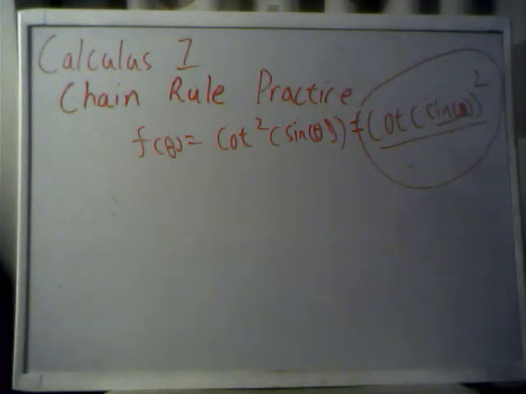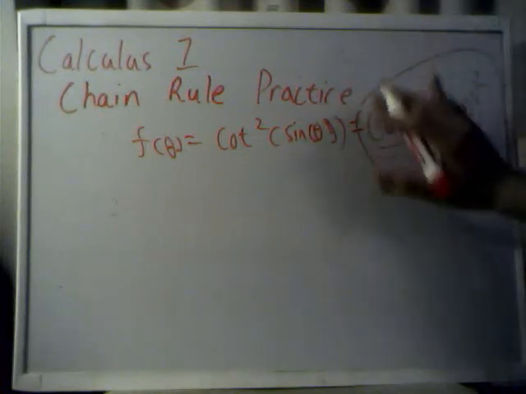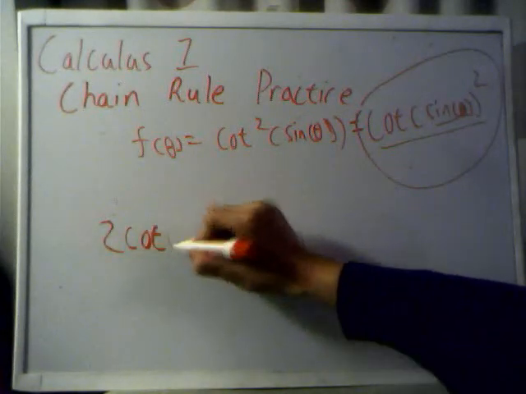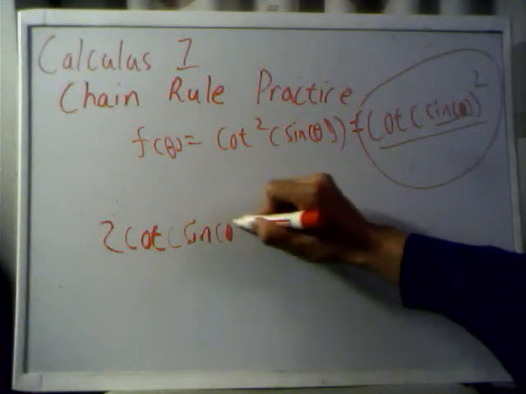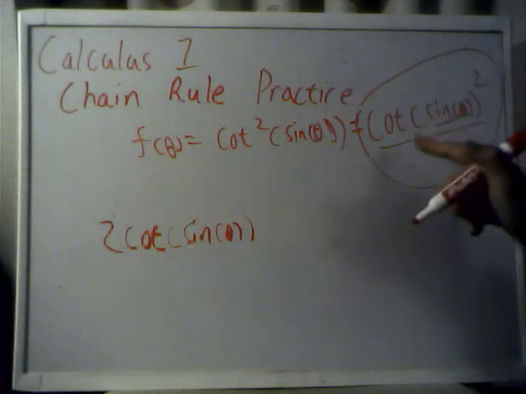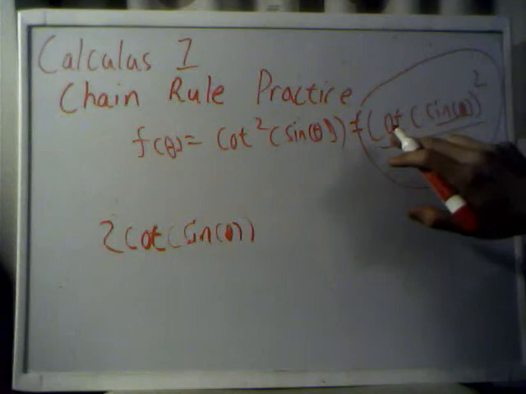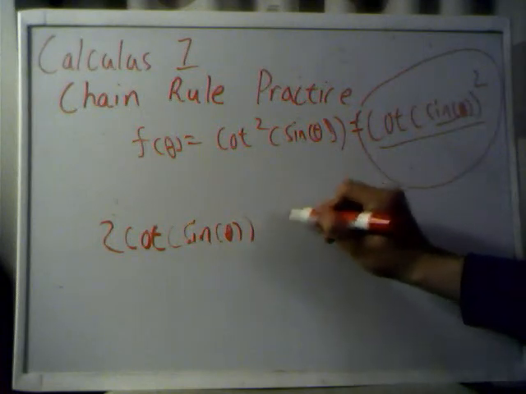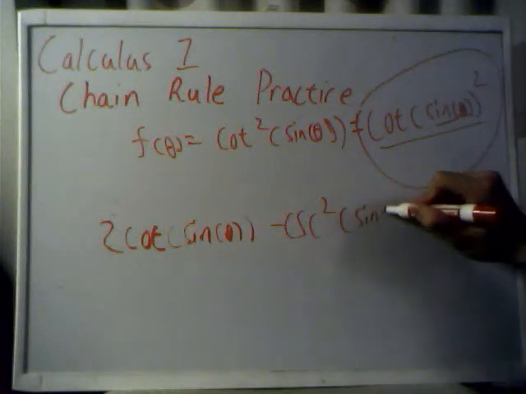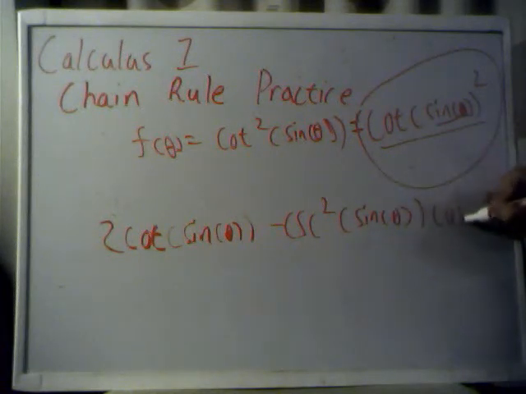So let's do the chain rule the first time. Using this as your outer function, you take the derivative of your outer function, that gives you 2 times cotangent sine theta, your inner function, times the derivative of your inner function. Well, how do you get the derivative of your inner function? You got to do chain rule again. So let's do this again. Derivative of the outer function, cotangent, that gives you negative cosecant squared sine theta times the derivative of the inner function, which is cosine theta.